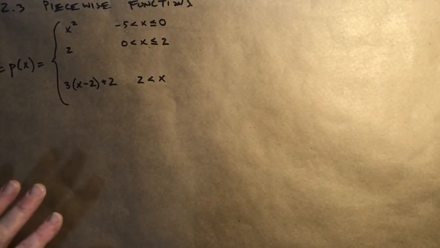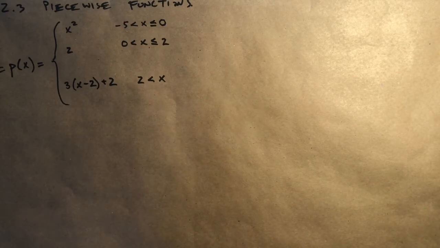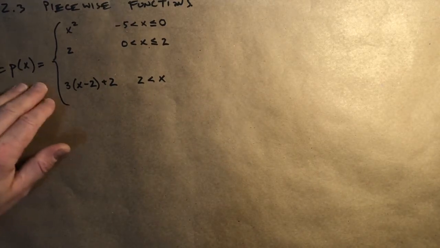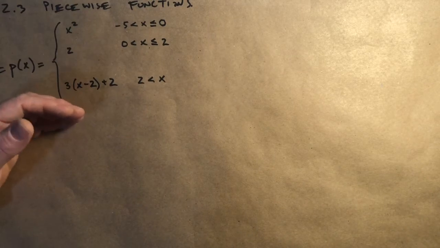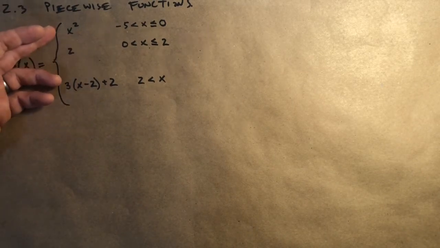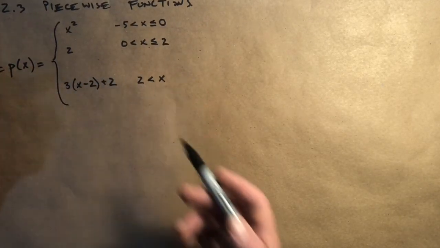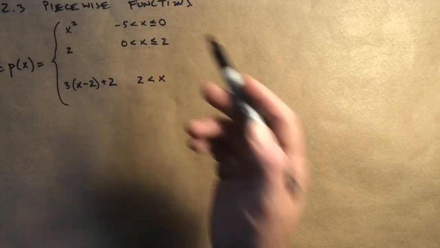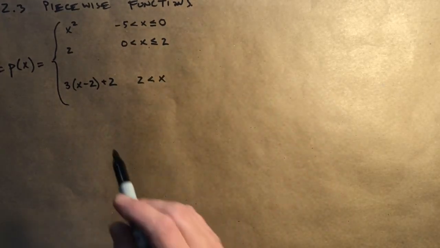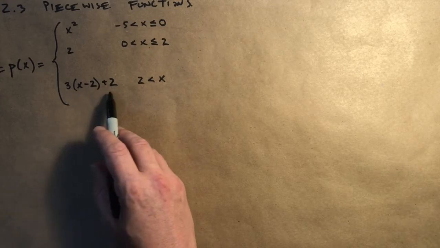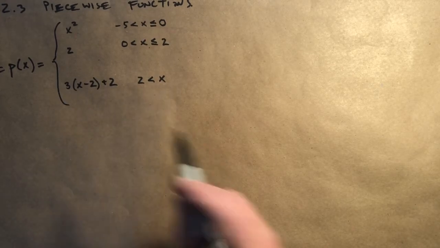Well, friends of mathematics, we're finishing up piecewise functions, and I have a new piecewise function for us. This piecewise function, y is equal to p of x, has three different rules. The first rule is x squared, and that's valid from -5, not included, to 0 included. The next rule is 2, and that's valid from 0 to 2. The next rule is 3 times the quantity x minus 2, plus 2, from 2 to some number.